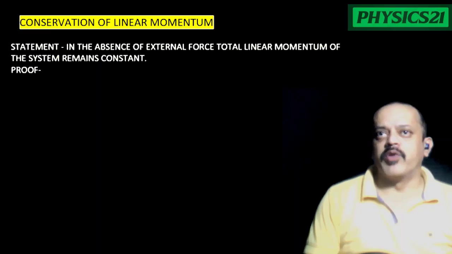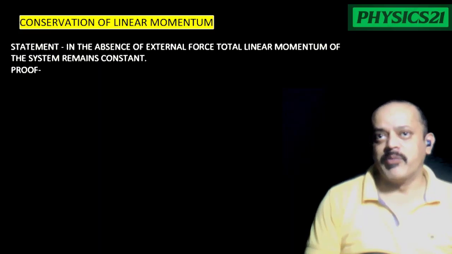In this video, I am going to explain conservation of linear momentum. So according to the conservation of linear momentum, in the absence of the external force, the total linear momentum of the system remains constant. Means if there is no external force working on the system, then its linear momentum will be constant. There will be no change in the linear momentum.